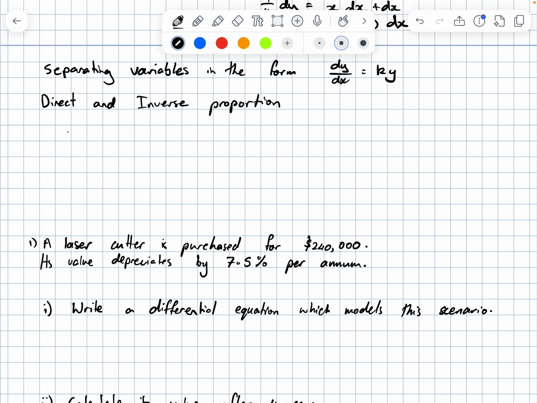Continuing with separating variables, we're going to look at this particular case when we're in the form dy/dx equals some constant times y. And looking into this, we need to know the words direct and inverse proportion.